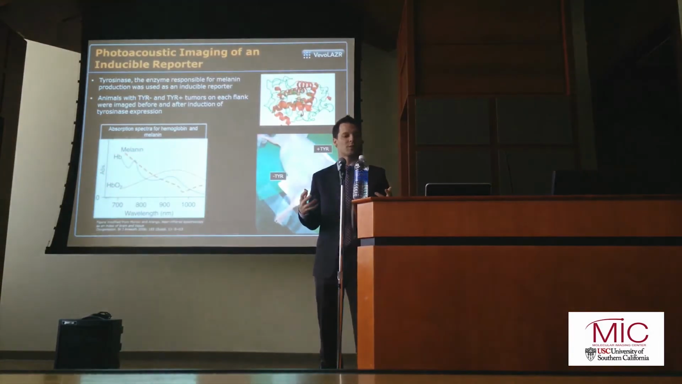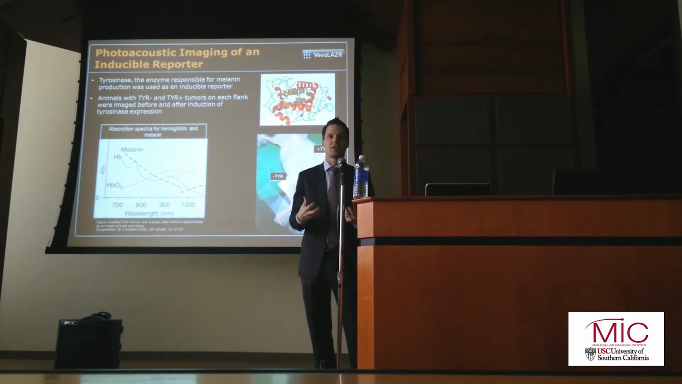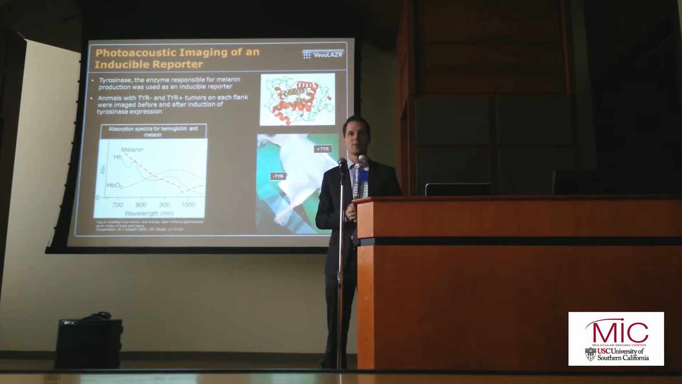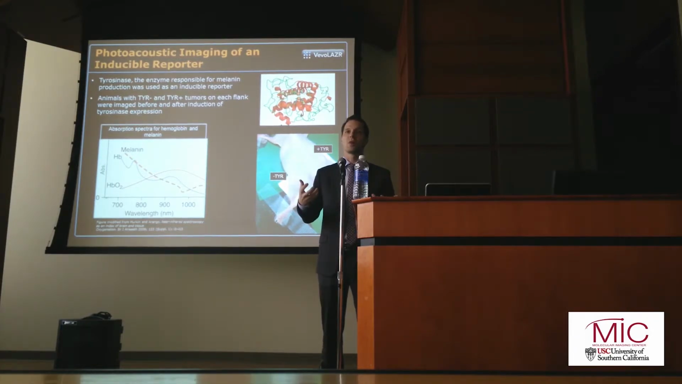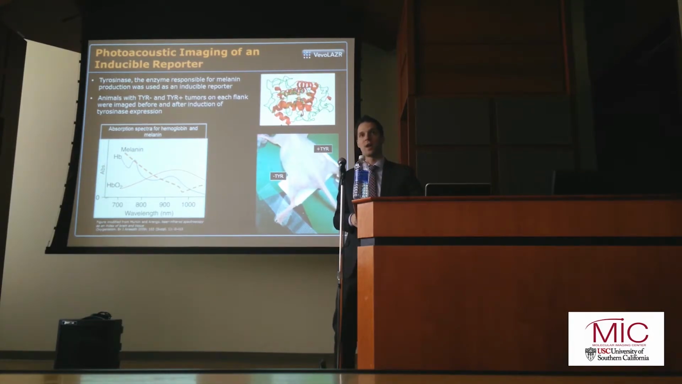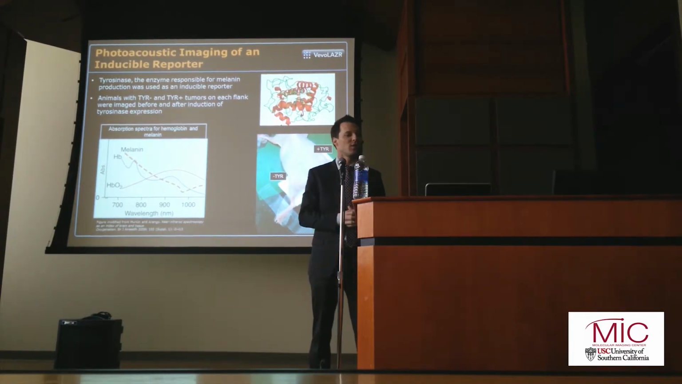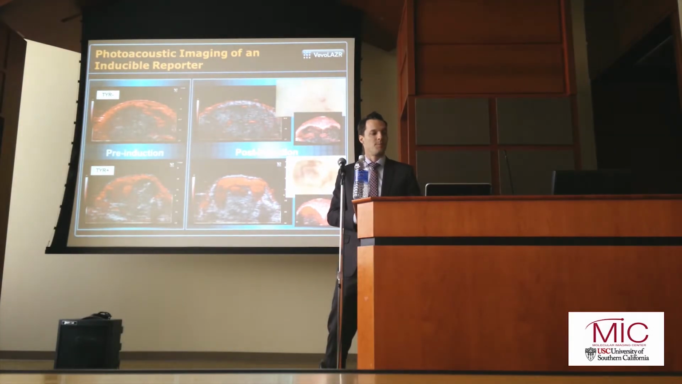And they had these animals which were inducible tyrosinase-expressing animals. Tyrosinase is the enzyme which creates melanin, and they were able to basically turn on melanin production in these cells. Now, melanin absorbs in the near infrared range, so we can see it with photoacoustics. So they sent us these animals, and we did some imaging with them.